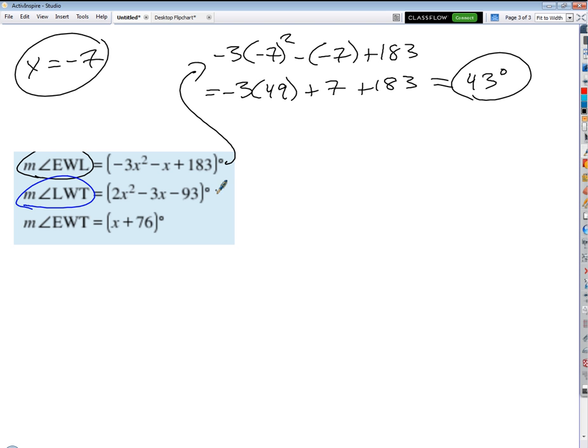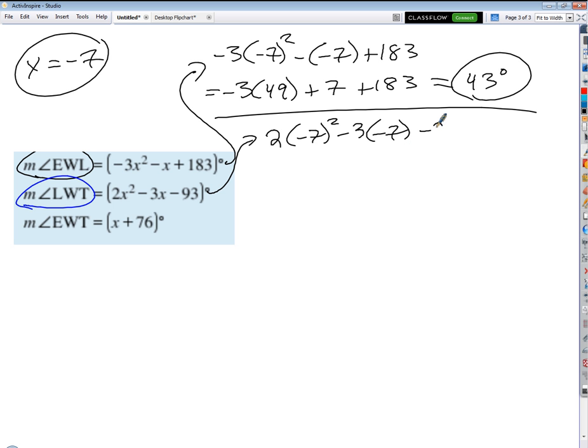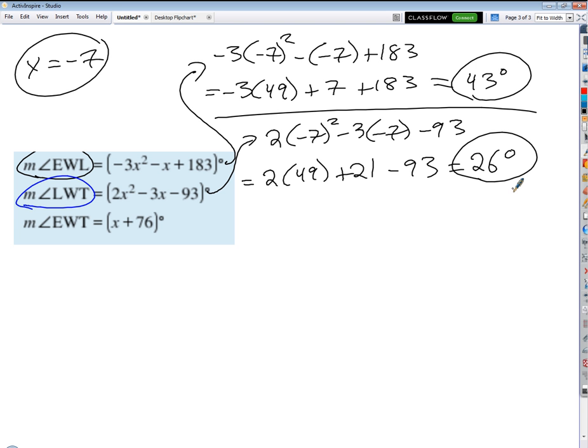What about this middle one? So the middle one is going to give us 2 times negative 7 squared minus 3 times negative 7 minus 93. Well, that's equal to 2 times 49. Negative 3 times negative 7 is positive 21. So that's going to give us 98 plus 21 is 119, minus 93 is 26. Okay, and you can do it on your calculator once again.